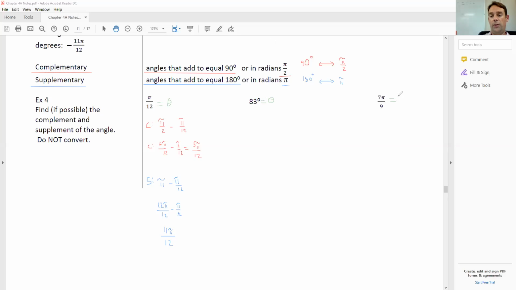Friends, why don't you go ahead and pause the video and figure out the complement and the supplement to these next two angles. Go for it. All right, obviously degrees are easier. So 90 degrees minus 83 degrees. Its complement is 7 degrees. The supplement are angles that add up to 180. So 180 minus 83, that would be 97.